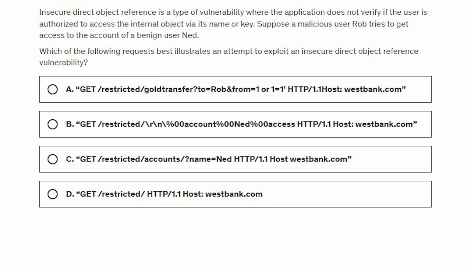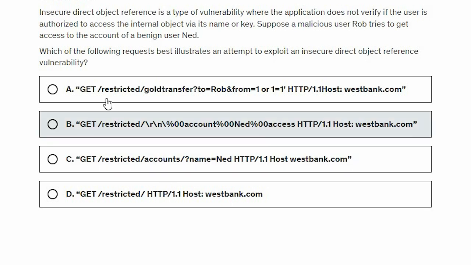Insecure direct object reference is a type of vulnerability where the application does not verify if the user is authorized to access the internal object via its name or key. Suppose a malicious user, Rob, tries to get access to the account of benign user Ned. Which of the following requests best illustrate an attempt to exploit an insecure direct object reference vulnerability?